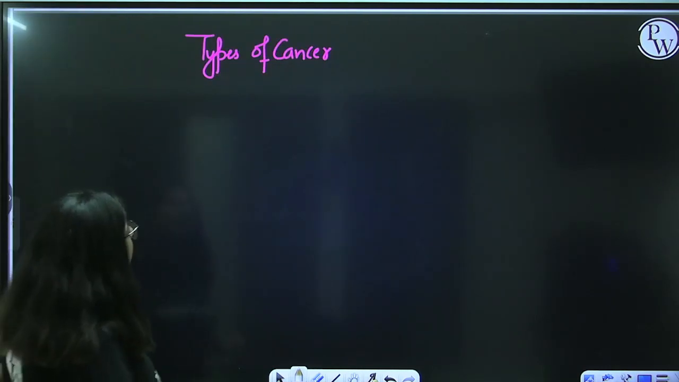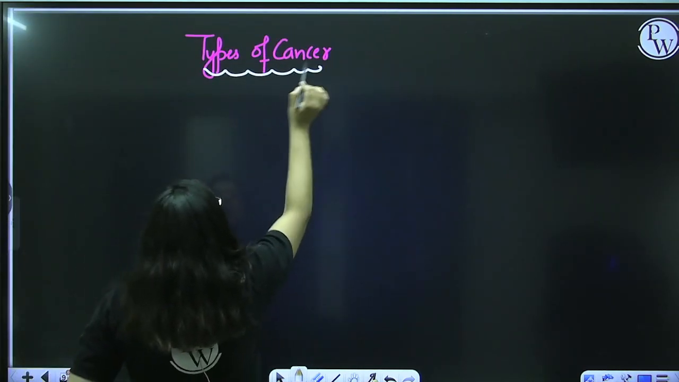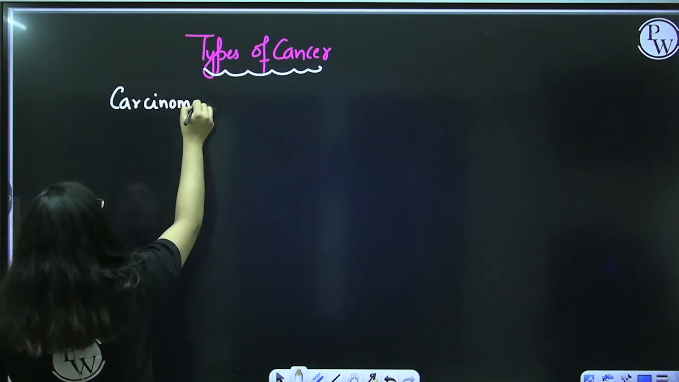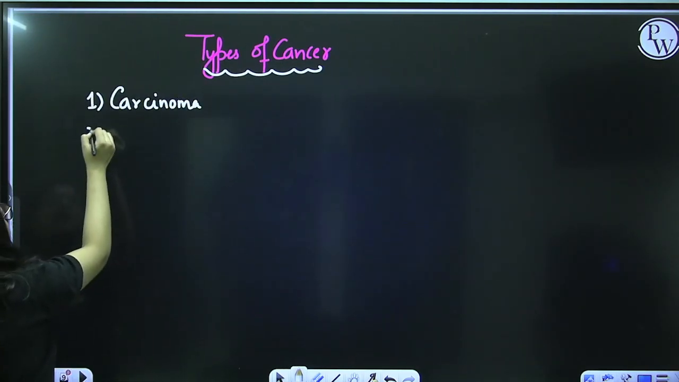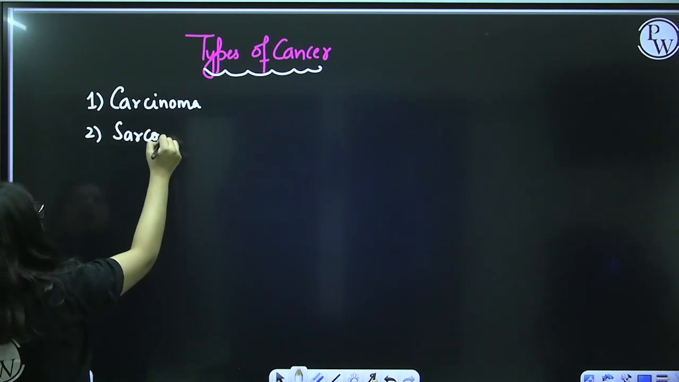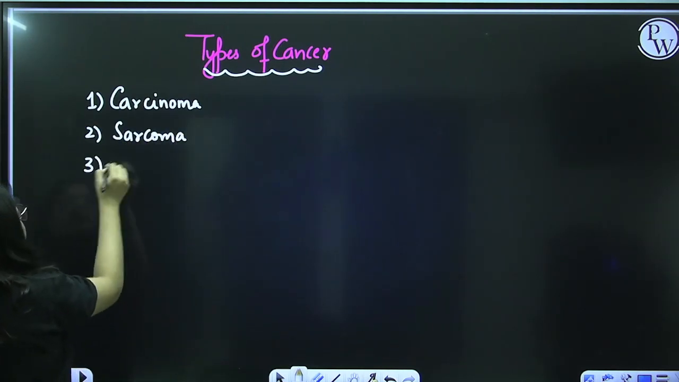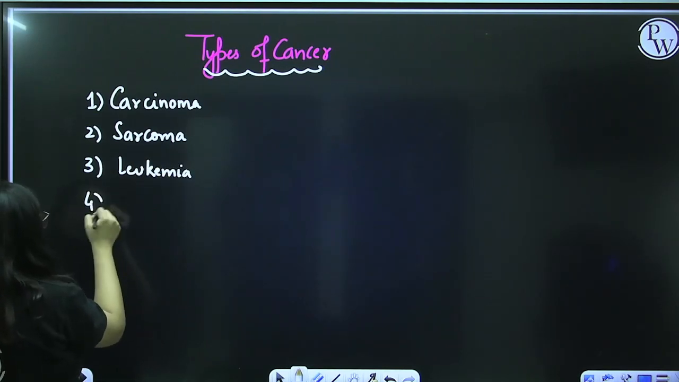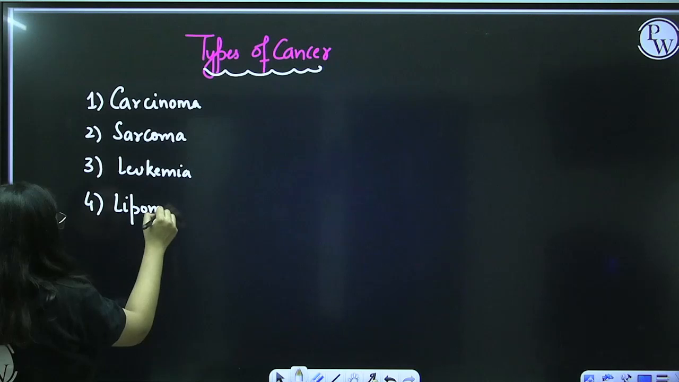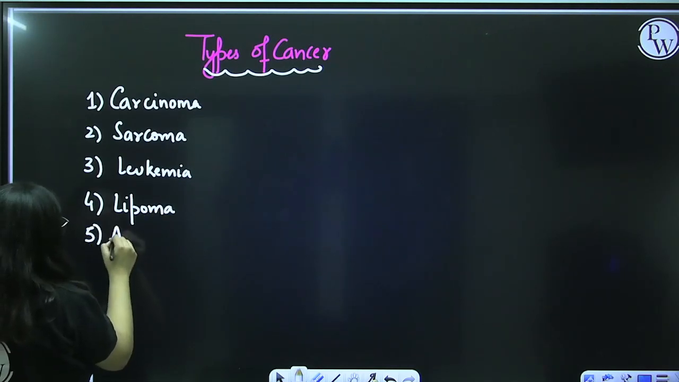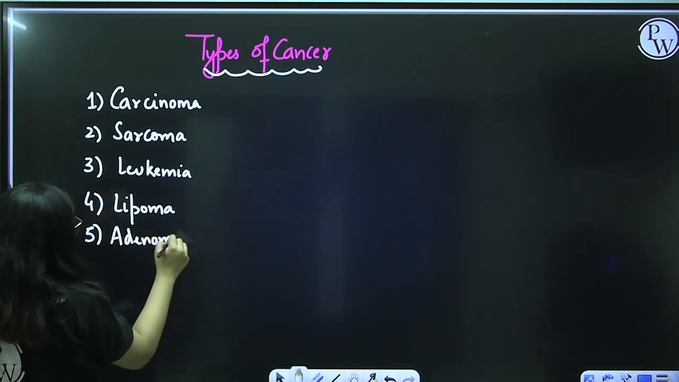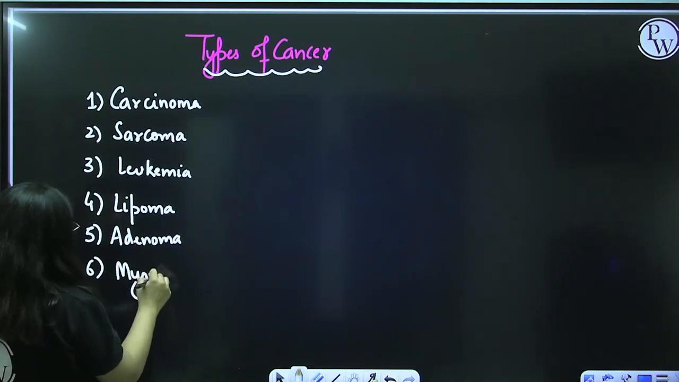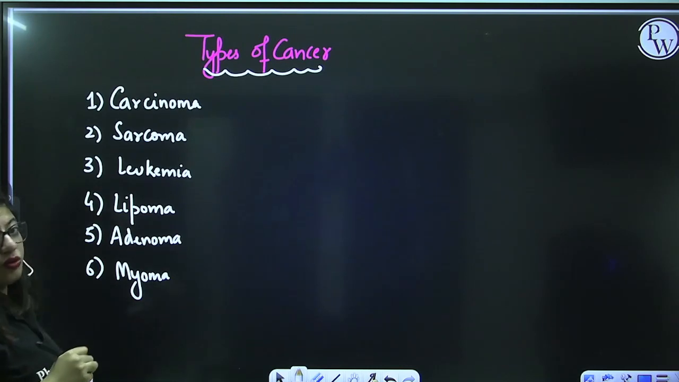Let's talk about what the various kinds of cancer are. First is carcinoma. First I'll write all the names, okay. Second is sarcoma. Third is leukemia. Fourth, lipoma. Fifth, adenoma. Sixth, myoma.